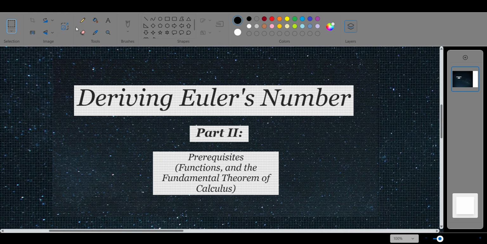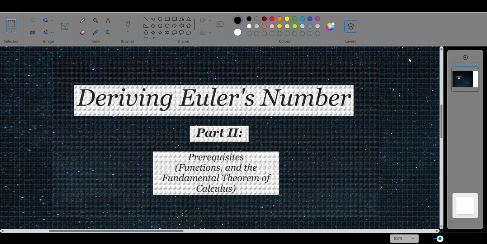Today we're going to talk about 3 topics that are going to be helpful with the actual derivation of e, or Euler's number. The first topic is what are functions, the basics of functions. The second is inverse functions. And the third is the fundamental theorem of calculus. I had talked about the fundamental theorem of calculus very briefly in my previous video. Today, I'm going to talk about it in a more detailed manner.